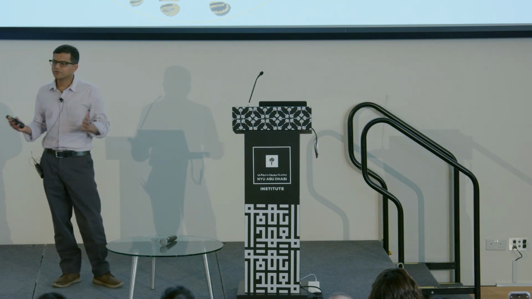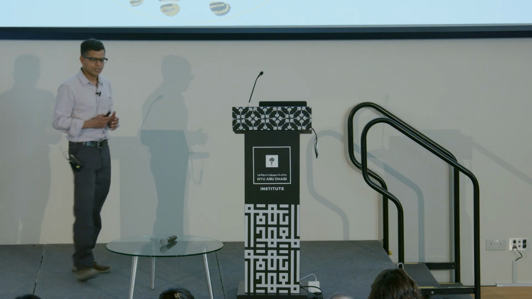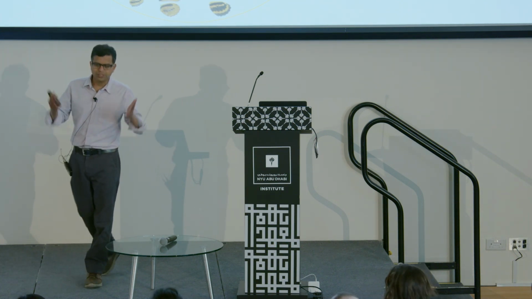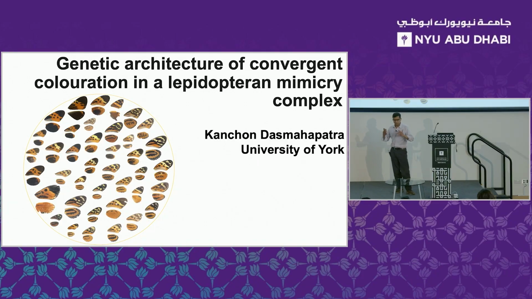So today I'm just going to give you a bit of information about the type of research that we're doing in my group at the moment on the genetic architecture of convergent coloration in lepidopteran mimicry complexes. So lepidopterans are butterflies and moths, so I'm mainly going to be talking about butterflies, but there'll be a bit of mothness going on as well.